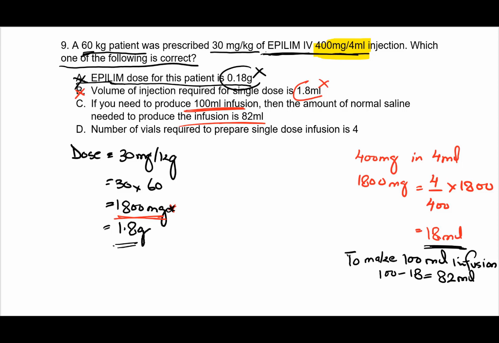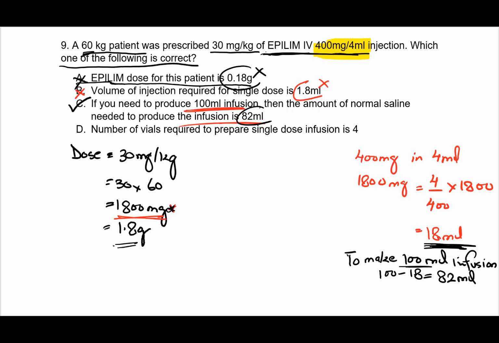So I will take 18 mils of the injection and mix it with 82 mils of the normal saline, so that the final volume of the solution will be 100 mils. So I need to take 82 mils of the normal saline. That's what it's given here. So C appears to be the best answer at the moment, but let's have a quick look at option D also.